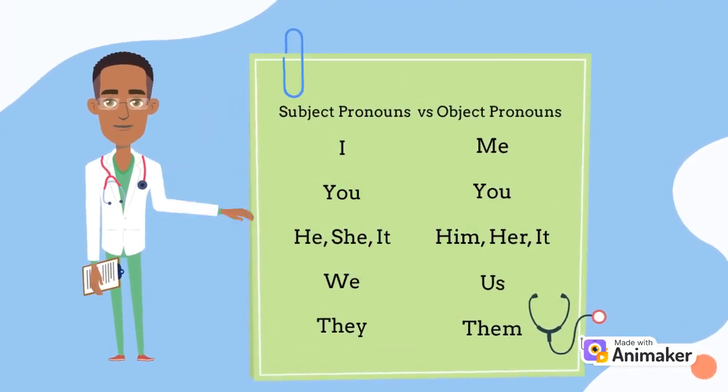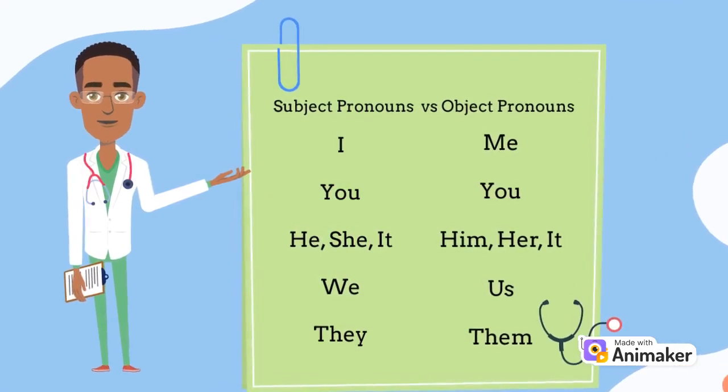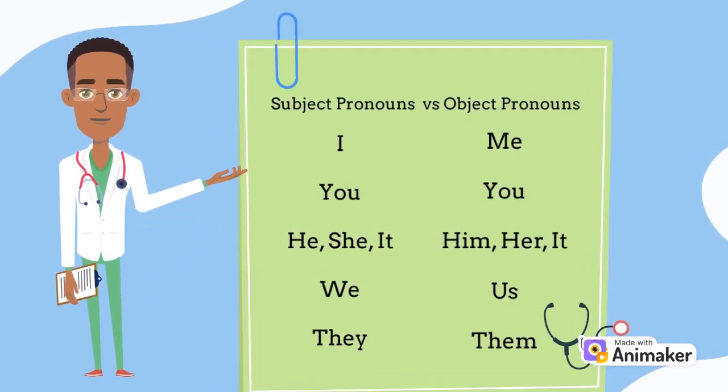Let's take a look at our subject pronouns and our object pronouns. Here you can see the list of pronouns. For subject pronouns, you have I, you, he, she, it, we, and they. While for object pronouns, you have me, you, him, her, it, us, and them. The corresponding pronouns work together.